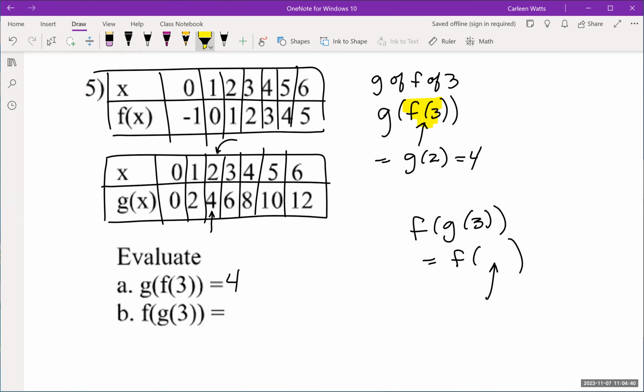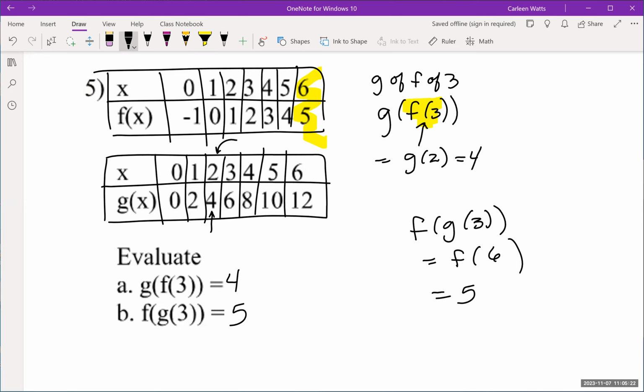Can we see that G of 3 is right there? So G of 3 is 6. And I can't erase that. Okay, so G of 3 is 6. So I'm not done. Now I need F of 6. So final answer is 5.